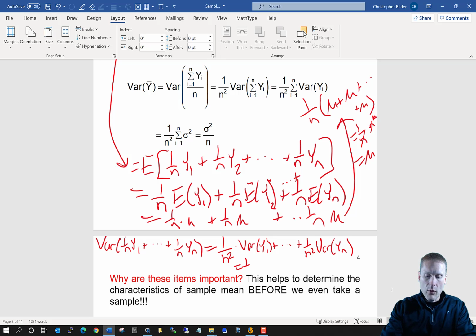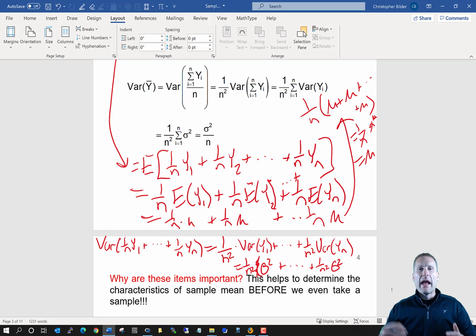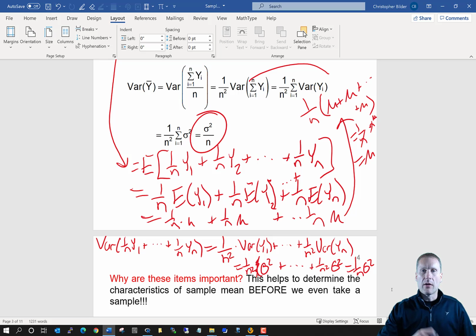So now I have 1 over n squared times sigma squared plus ... 1 over n squared times sigma squared. How many sigma squareds do I have? Well, I have n of them. So if I sum all this up, what do I get in the end? 1 over n times sigma squared. And there we go.